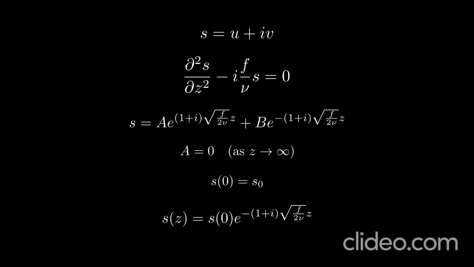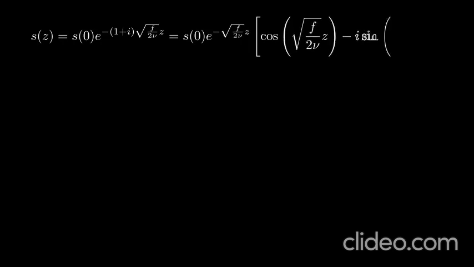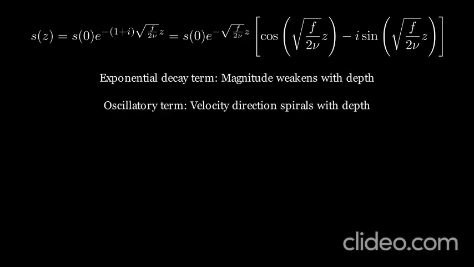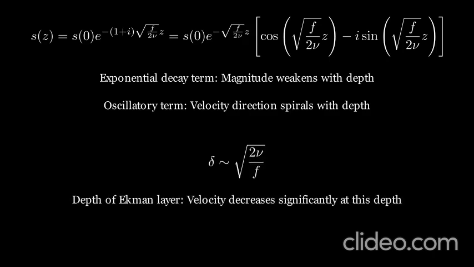Looking at the solution to this, we can see that as depth increases, velocity must decay to zero, thus A equals 0. And at the surface, the velocity is the surface velocity. Thus, the velocity can be written like so. Using Euler's formula, we can further rewrite S. We get an exponential decay term that indicates the magnitude of velocity weakening exponentially with depth, and an oscillatory term that indicates the direction of velocity spiraling with depth. Here we define the depth at which velocity has decayed by e to the minus 1, or by a significant amount, as the depth of the Ekman layer.